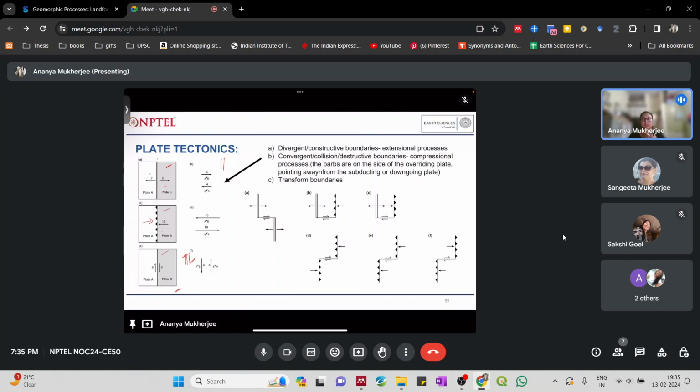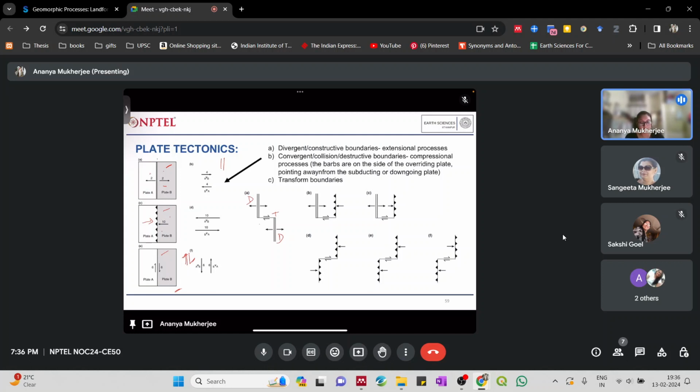Now there are cases where a combination of different kinds of boundaries is present. Over here this is your divergent boundary, this is also your divergent boundary, and between these two divergent boundaries you can see there is a transform boundary. So you can see that because of the movement of the plates, different kinds of boundaries are forming in combination with each other.